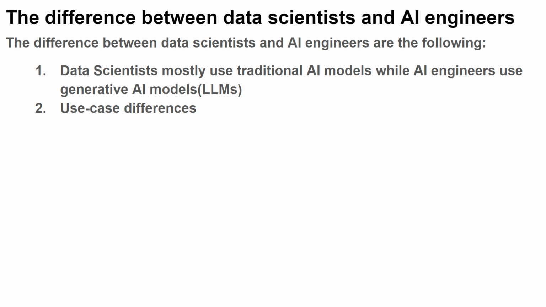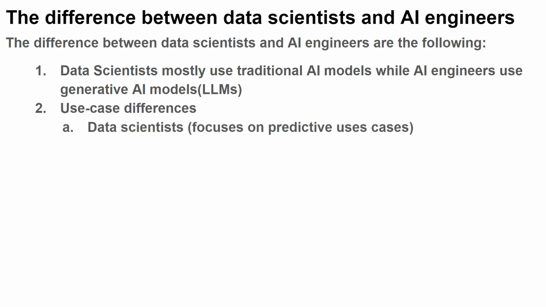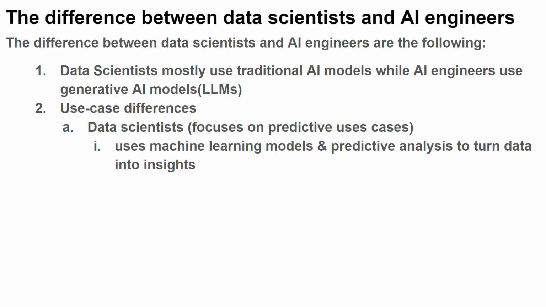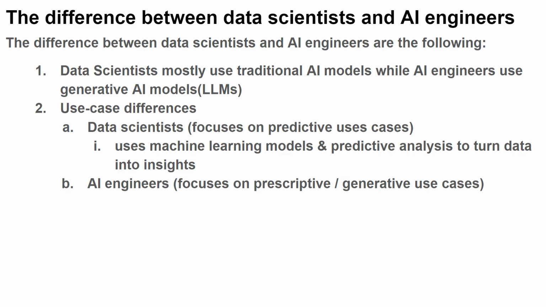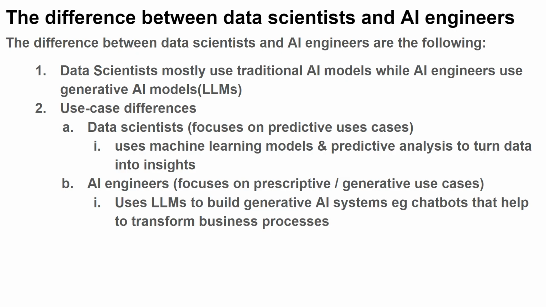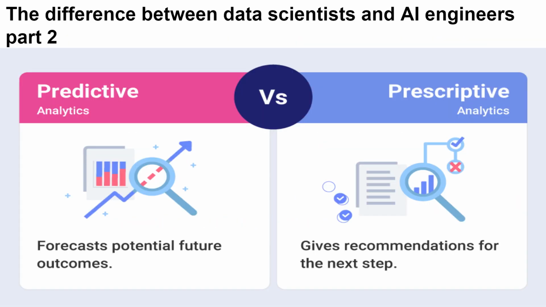There are also use case differences. Data scientists focus on predictive use cases. This means that they use machine learning models and predictive analysis to turn data into insights. AI engineers focus on prescriptive/generative use cases. This means that they use LLMs to build generative AI systems, such as chatbots, that help them to transform business processes. This is a diagram that shows predictive and prescriptive analytics.